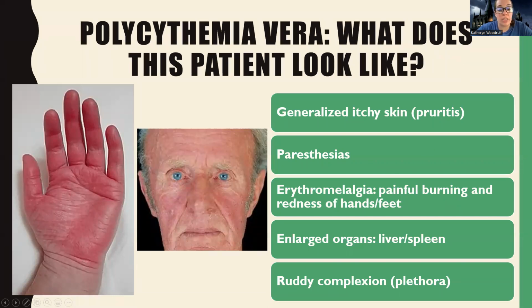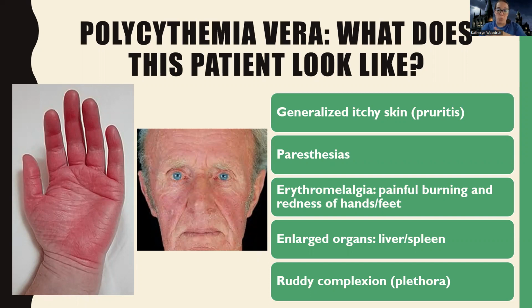So what does this patient look like? This patient is going to look different than those other anemia patients we talked about. It's almost the opposite. I have too many blood cells. They're going to have generalized itchy skin or pruritus. And this is a result of, when your body has too much of something, it tries to get rid of it wherever it can. That includes getting it out through your skin.